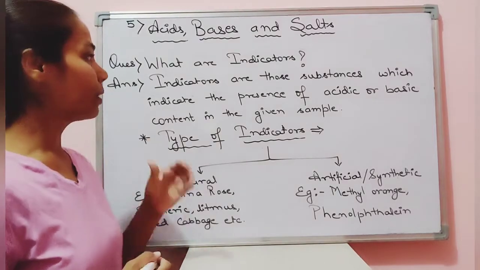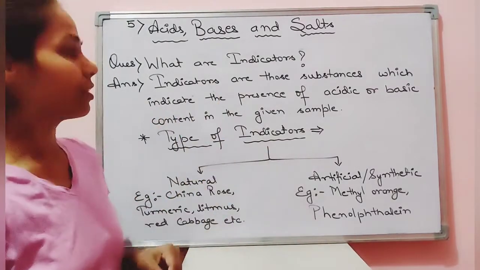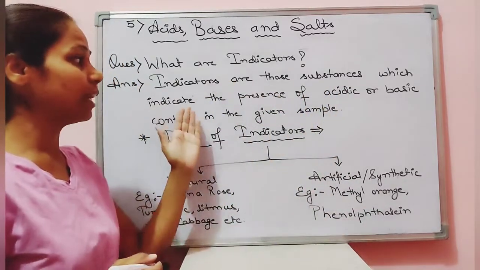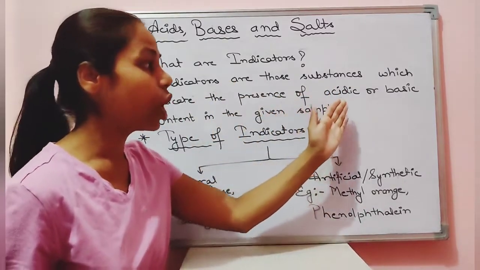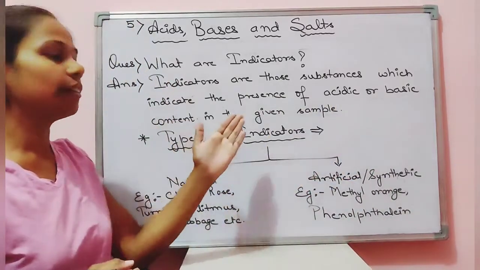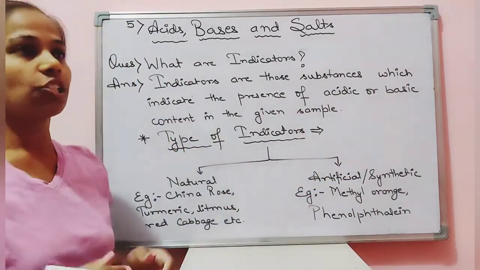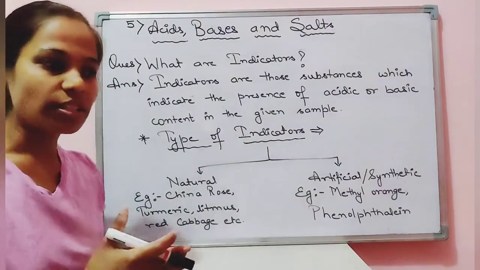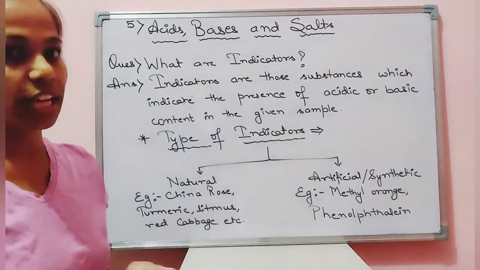Starting with the first topic, what are indicators? Indicators are those substances which indicate the presence of acidic or basic content in the given sample. Fine, children? In this chapter, we are going to study the concentrated acids as well as the dilute acids.